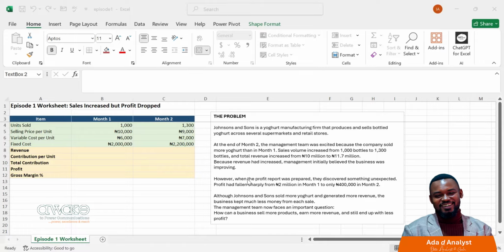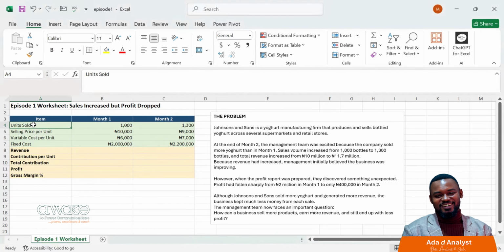So the management team now faces an important question. How can a business sell more products, earn more revenue, and still end up with less profit? So let's go into understanding the terms here under the items. Then we'll talk about the table. Then we'll look at the formulas. Then we'll calculate and come up with the interpretations here.